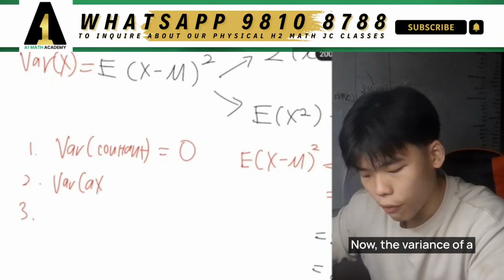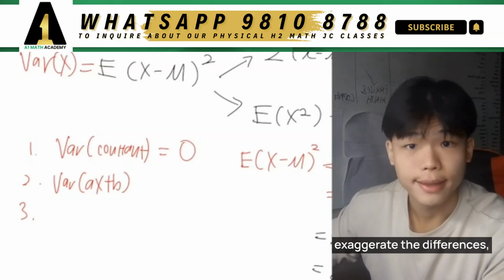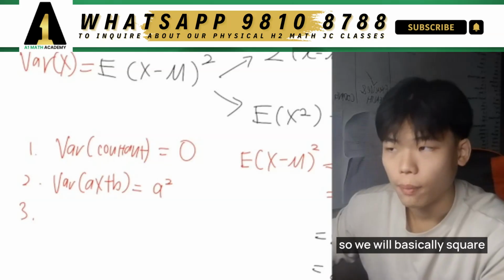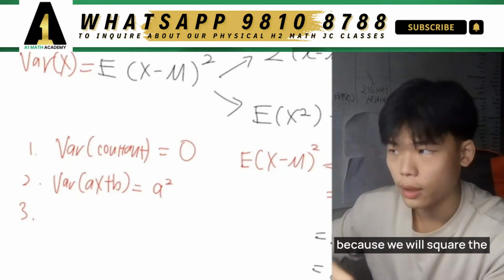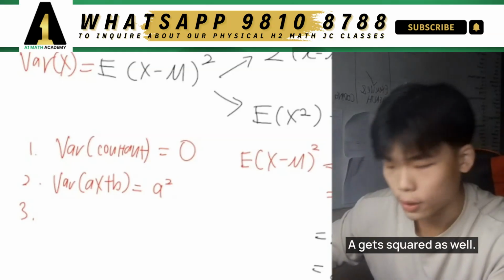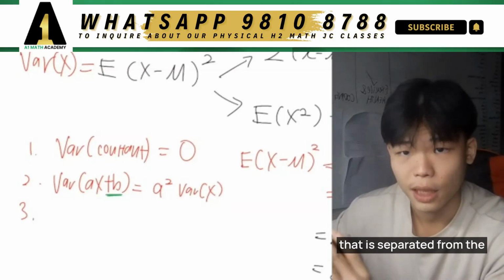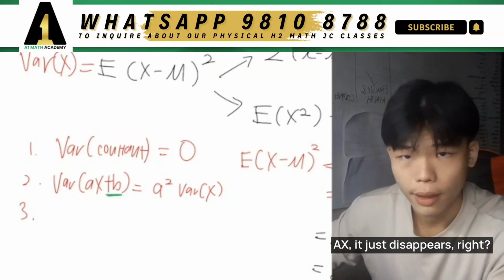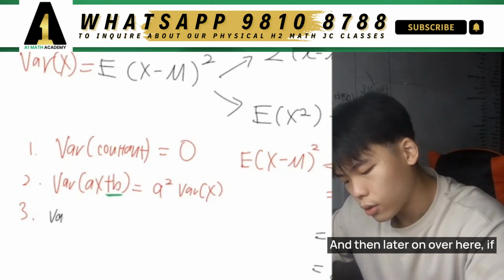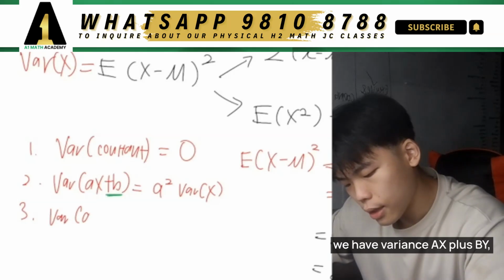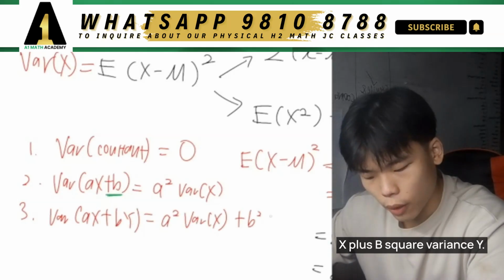Now, the variance of a linear function, right? Remember that for variance, we will always square to exaggerate the differences. So we will basically square the scalar multiple, right? So with a, we will square it because we will square the whole thing, and therefore a will get squared as well. So here will be a squared variance x. And then the plus b over here, since it's a constant that is separated from the ax, it just disappears, right? Because it's just 0. Because the b does not affect it at all. And then later on, if we have variance of ax plus by, it will just be a squared variance x plus b squared variance y.